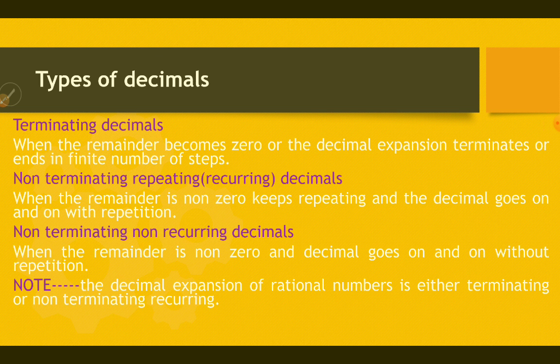Non-terminating, non-recurring decimals: when the remainder is non-zero and the decimal goes on and on without repetition. Those types of decimals are known as non-terminating, non-recurring decimals. Note, the decimal expansion of rational numbers is either terminating or non-terminating recurring.